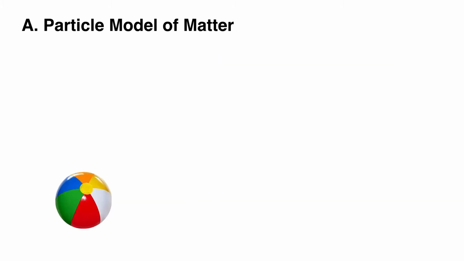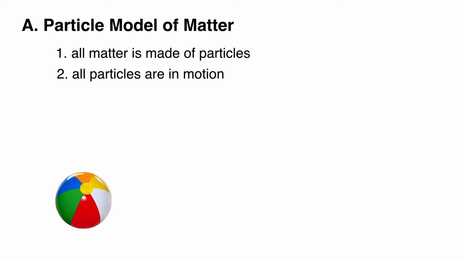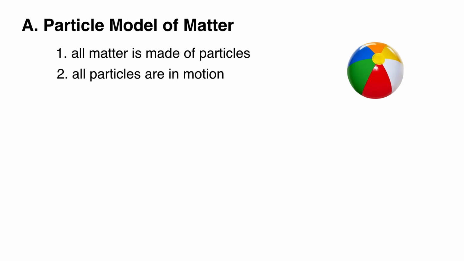So the particle model of matter is simply this. Everything is made up of these little spheres, basically called particles. And all particles are in motion. So the motion actually looks like this. Every particle is moving in a straight line, and it's spinning, and it's vibrating all at the same time.